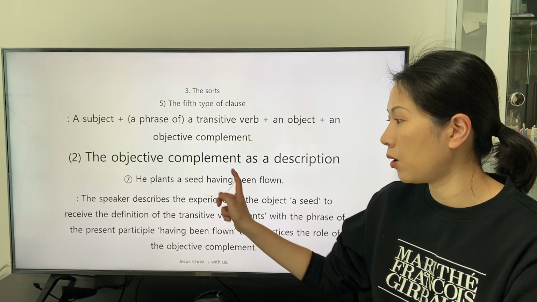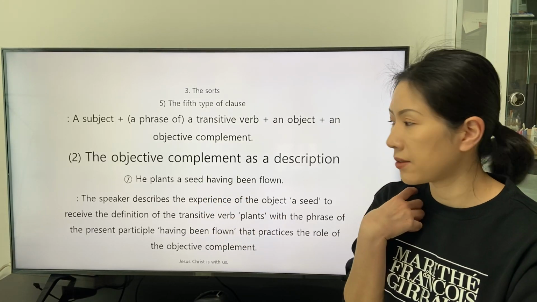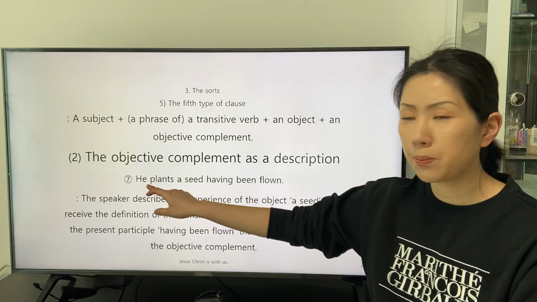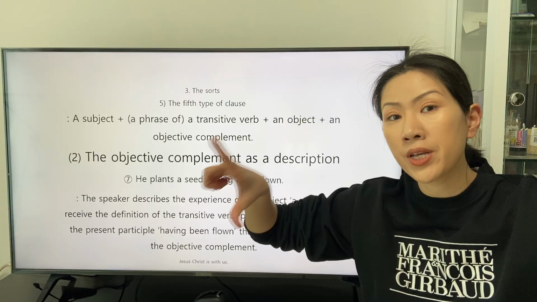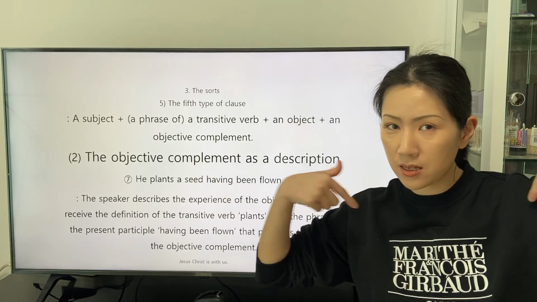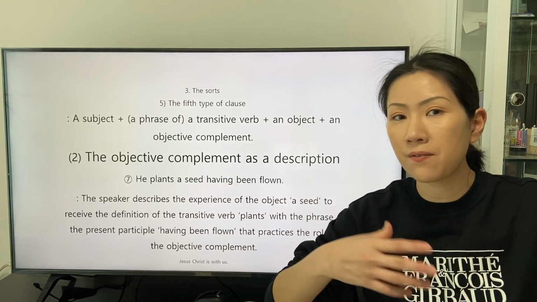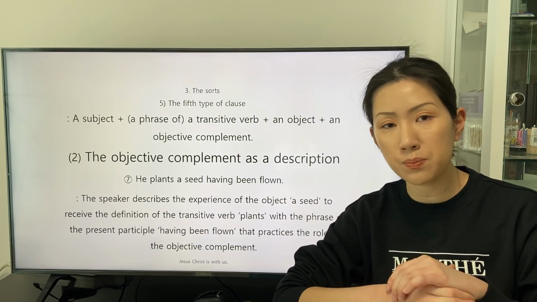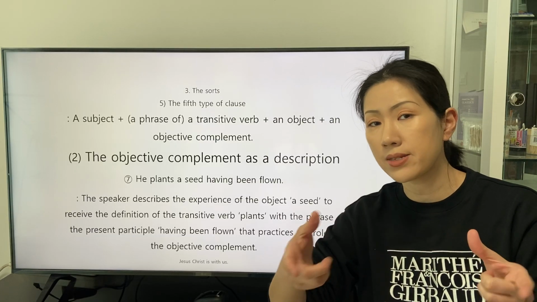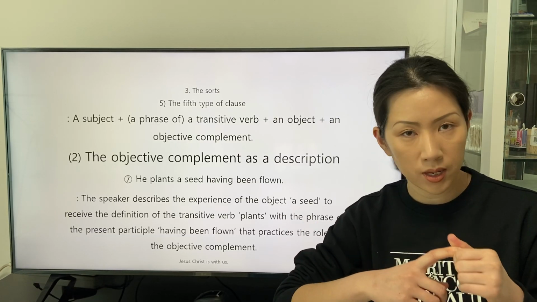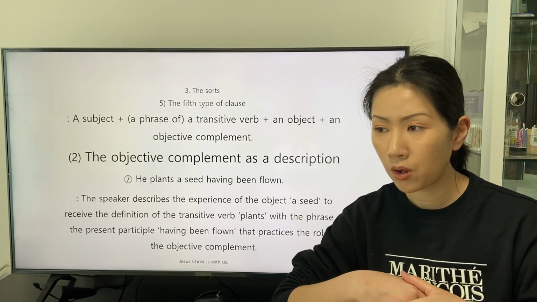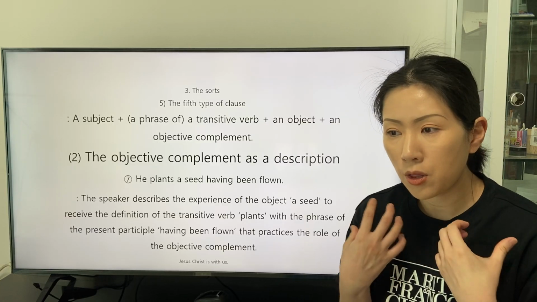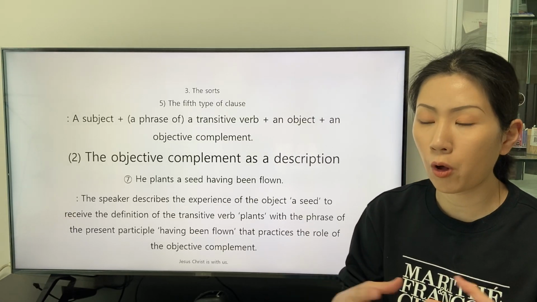From the form of the present participle having, we can understand that the object of seed receives the definition of the transitive verb plant during a period defined as the present by the speaker. Like a speaker can define the present with a period of a month, or the other speaker can define the period of the present into a week or a second, so we can understand that the present can be stated into a period.